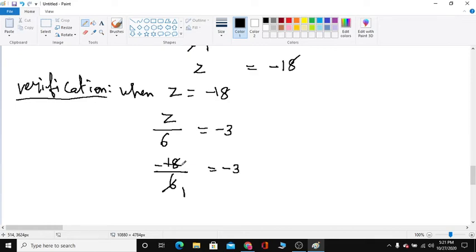So what is here? Minus 3 by 1. In the numerator minus 3, in the denominator 1. Minus 3 by 1 is minus 3, children. So minus 3 in the left hand side, right hand side also minus 3. So our answer is correct. Left hand side is equal to right hand side. Therefore z is equal to minus 18 is the root of the equation.